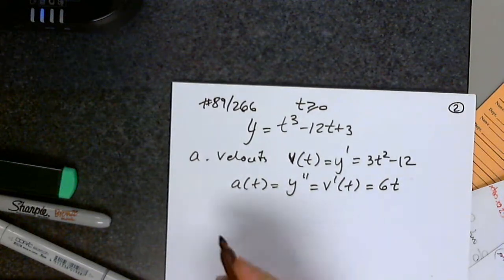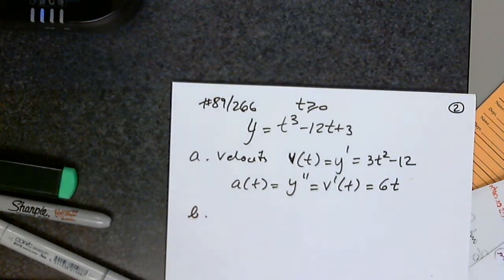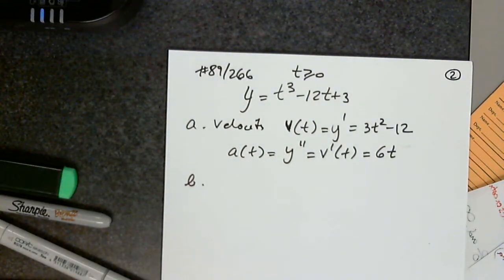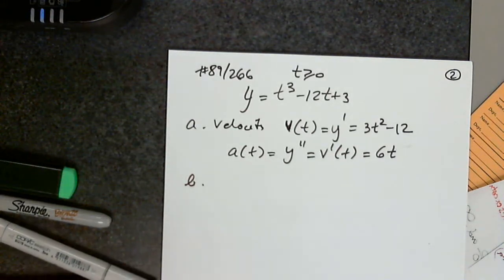Okay, part B. Let's see what they want in part B. When is the particle moving upward and when is it moving downward? In other words, upward means what sign for y? Positive. Positive, and downward? Negative. Negative. Very good. So how will I know in which direction the particle is moving? What do I have to do in order to determine that?